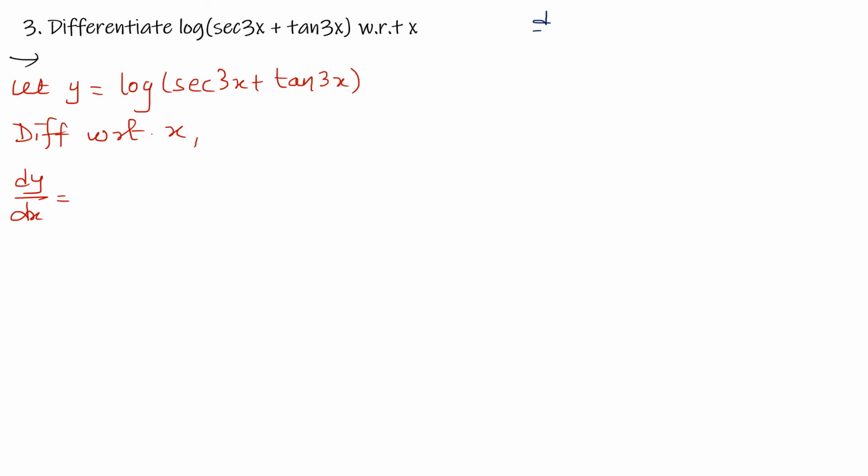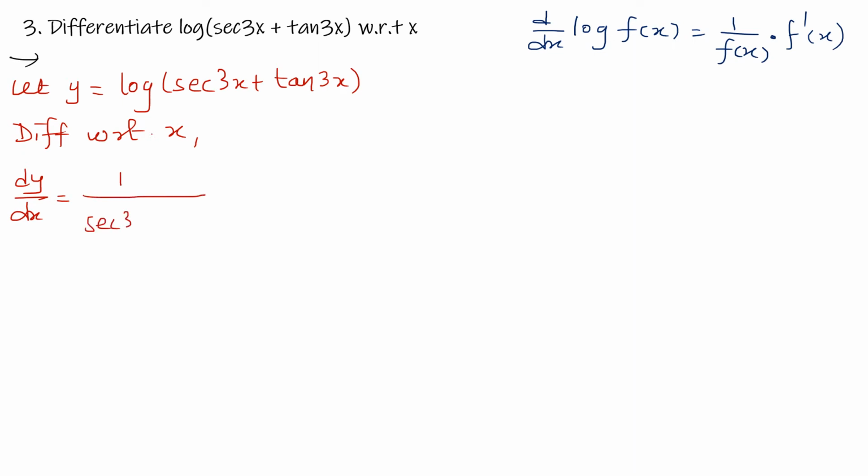So, here is the basic formula. d by dx of log f(x) is 1 upon f(x) into f dash of x. So shall I start with the derivative directly? Now here, the derivative of log is 1 upon the function. Now what is the function here? Sec 3x plus tan 3x, into you have to differentiate the f of x, that is sec 3x plus tan 3x.